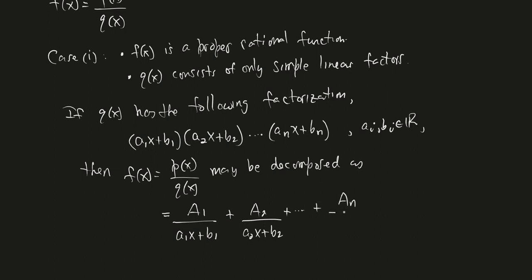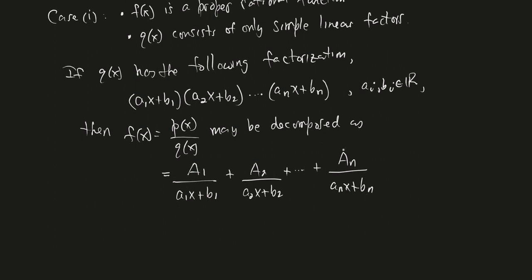And then again, you'll have another constant on top, where the big A1, the big A2, the big A n, all of these constants are to be determined. And that's the real crux of this process. So where A1, A2, dot, dot, dot, A sub n are constants to be determined.